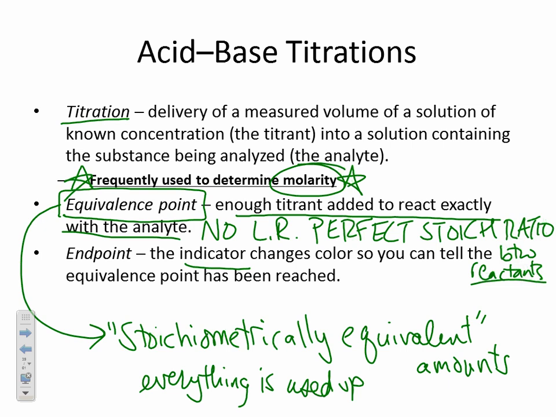You want to pick an indicator that has an endpoint, i.e. the point at which it changes color. You want to pick it so that it will change color right around when your equivalence point occurs, because that way you have a visual cue that you have reached the equivalence point. And so phenolphthalein, that classic hot pink to colorless, or colorless to hot pink indicator in reagents that we're going to use again, was a way of indicating that you've hit this equivalence point, the point at which you have stoichiometrically equivalent amounts of stuff.